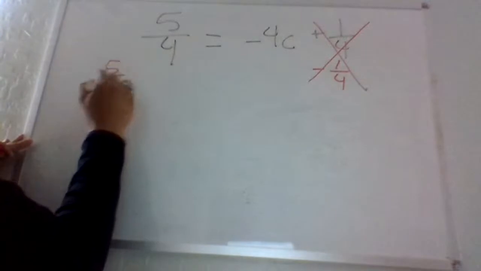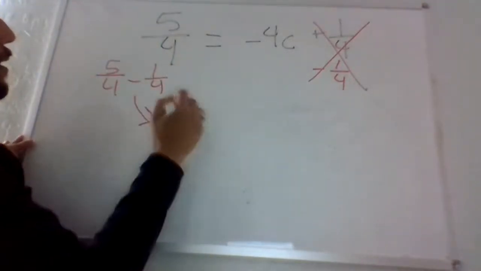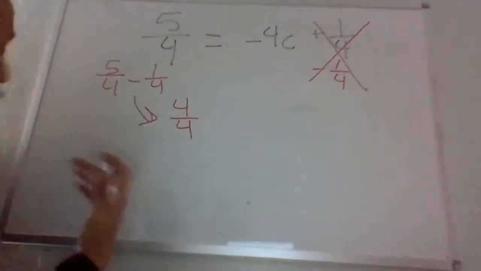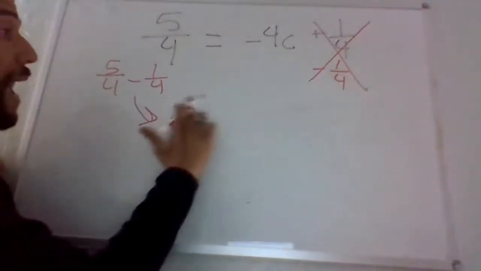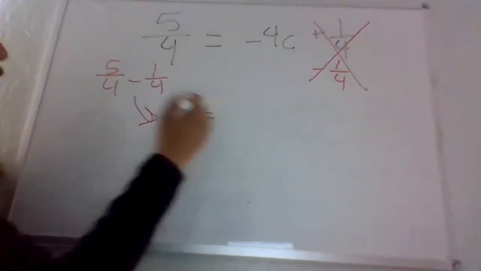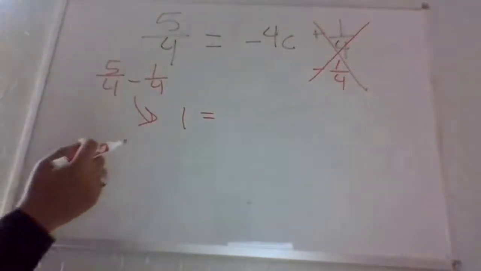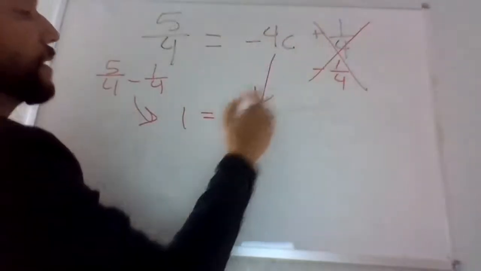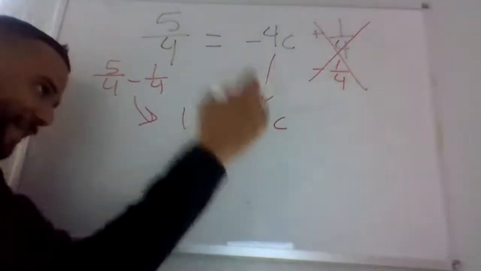So 5/4 subtracted by 1/4 is going to give me 4/4. All right. 4/4 is a whole or 1. I can leave it as 4/4. I personally think 1 is a friendlier number right now than 4/4, but it's the same thing. Okay. So it's going to be 1. Notice I still have this negative 4c. So what do I need to do here so I can get the c by itself?